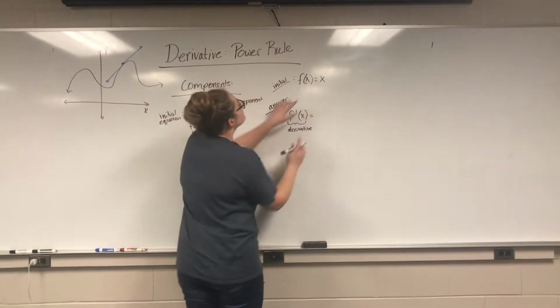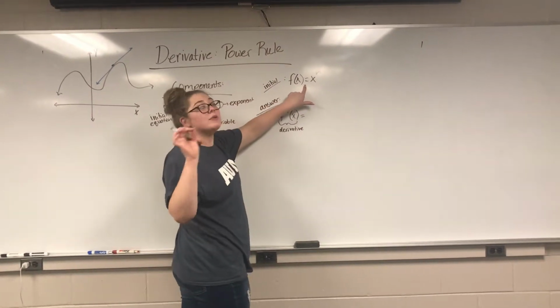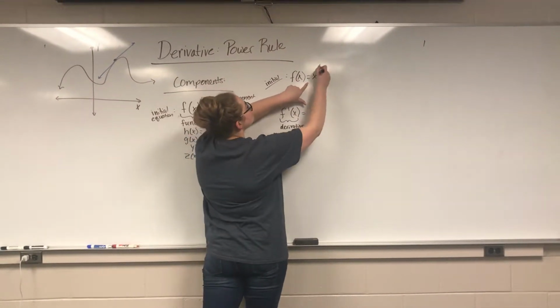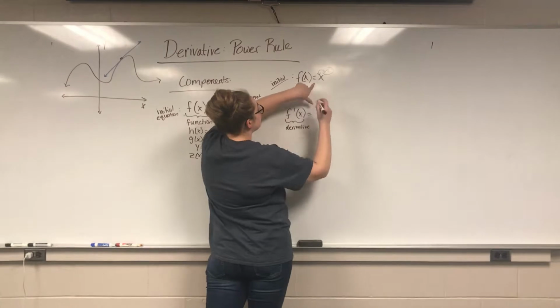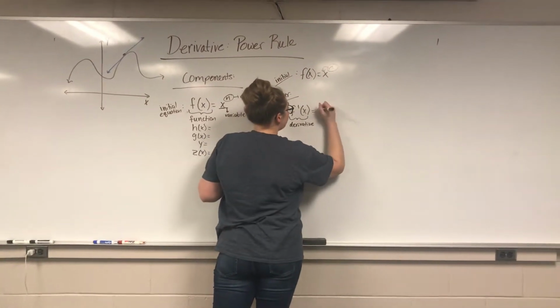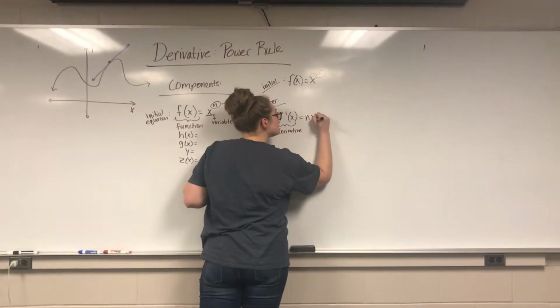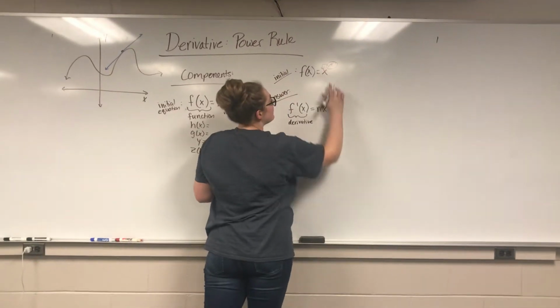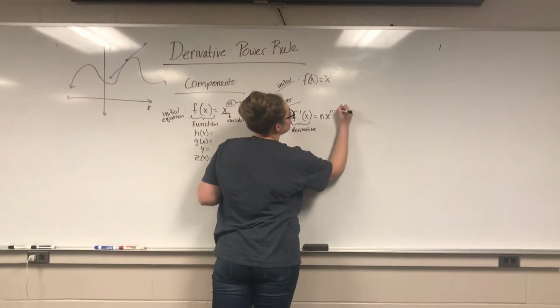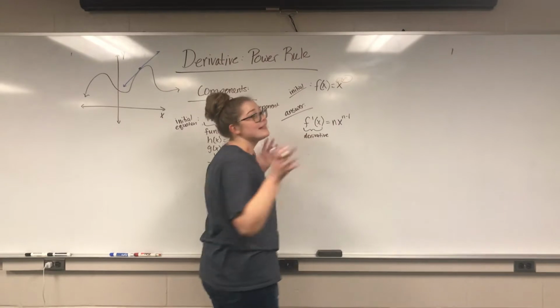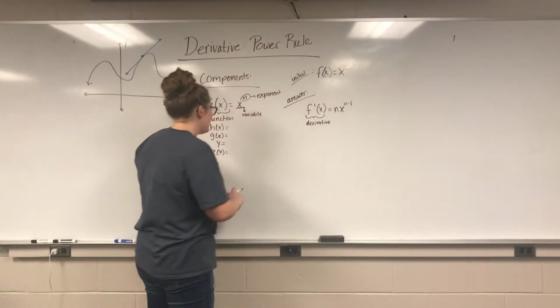You're going to say equals, and what we do to get the power rule, the steps are, we're going to bring this n in front of the x. So n, keep your x, and then up here for your exponent is n minus 1. And that's it. Very simple.